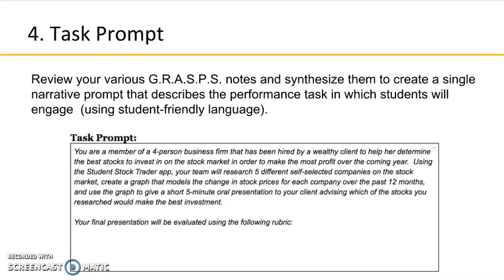Using the Student Stock Trader app, your team will research 5 different self-selected companies on the stock market, create a graph that models the change in stock prices over the past 12 months, and use the graph to give a 5-minute oral presentation. So all of that, right, with some of the context or the situation, as well as some of that success criteria again. The 5-minute oral presentation tells them what they are creating, that's the product. And again, the purpose is to advise their client of the stocks you'd research. So you can see how it all comes together in a student-friendly package that you give the students so they know what to do.